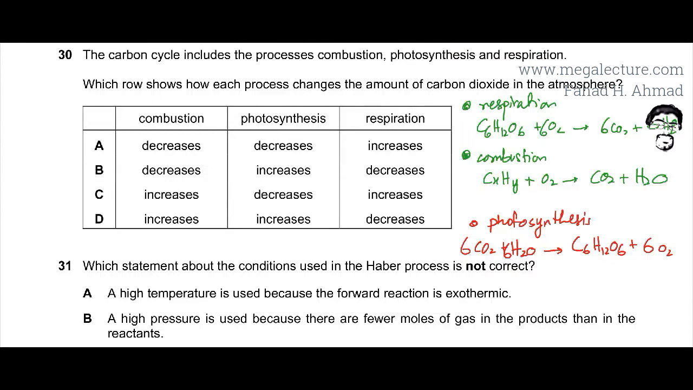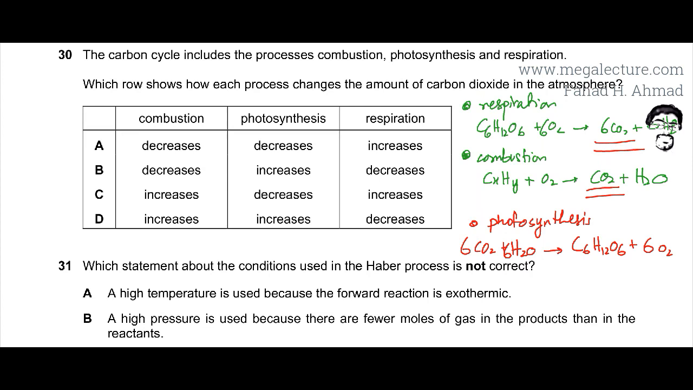So I've listed all the three processes. Respiration is the process where your body produces energy. It takes in glucose, reacts it with oxygen, and ends up producing carbon dioxide and H2O, and this is the process by which your body produces energy. Combustion is the process where different fuels, hydrocarbons, etc., are burnt in oxygen and they produce carbon dioxide and water. You can notice that in respiration and combustion both, carbon dioxide is the gas that is being produced.